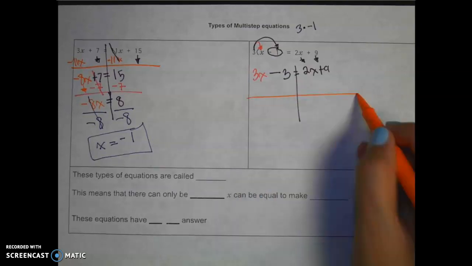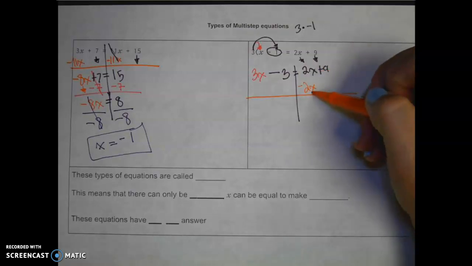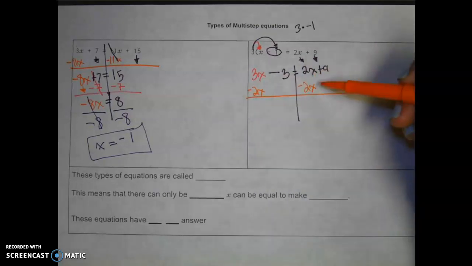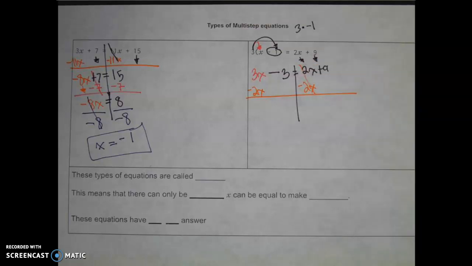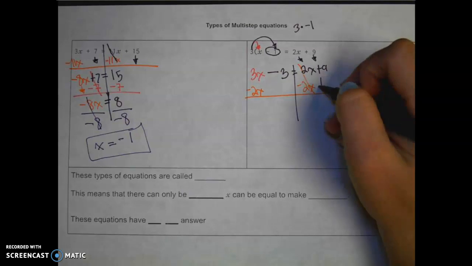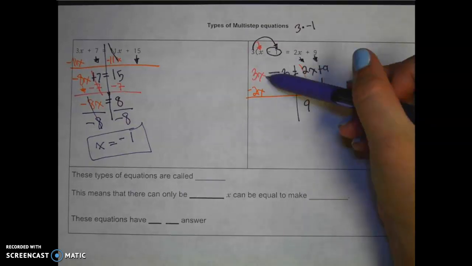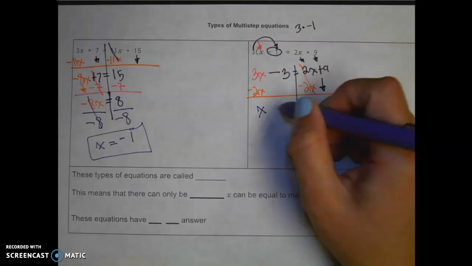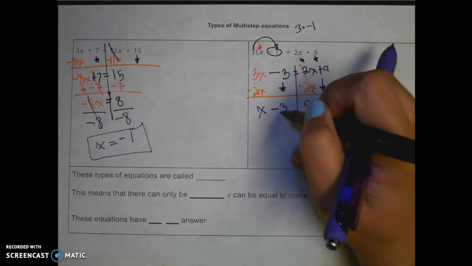Bring all your x's to the left side. So that means I'm going to get rid of this 2x by subtracting it. I need it to cancel out on the right side so that way it can be 0. So these 2x minus 2x is going to cancel. I'm left with 9. And 3x minus 2x is just x, or 1x. And I didn't do anything to that -3, so bring it completely down.